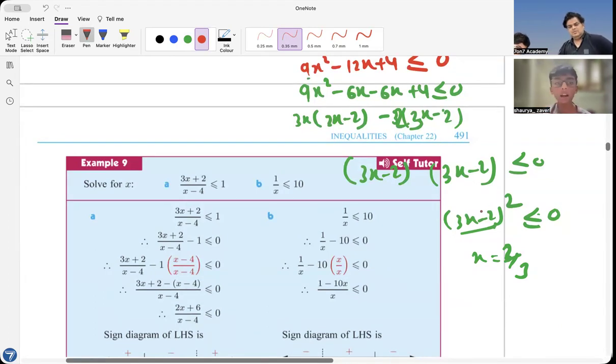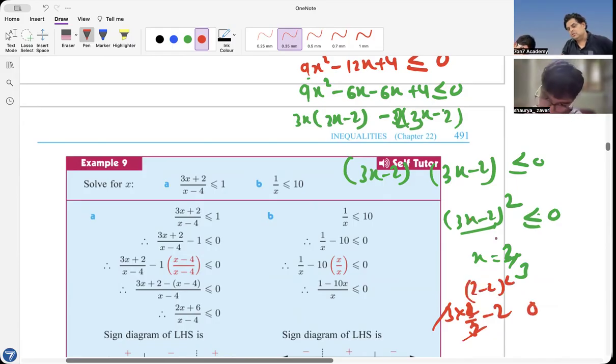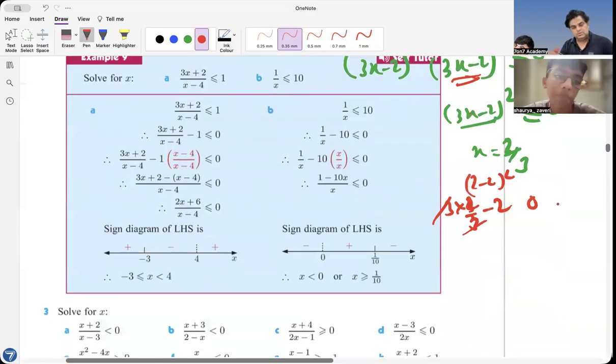But sir, how can you get anything squared as 0? It can be 0 if you plug in 3 into 2 by 3 minus 2. So this cancels out, 2 minus 2 whole square is 0. It can be minimum 0. It can't be below that, because when you square any negative number, it becomes positive. So less than 0 means 0 or negative. Negative is not possible, only 0 is possible. Okay? Done.